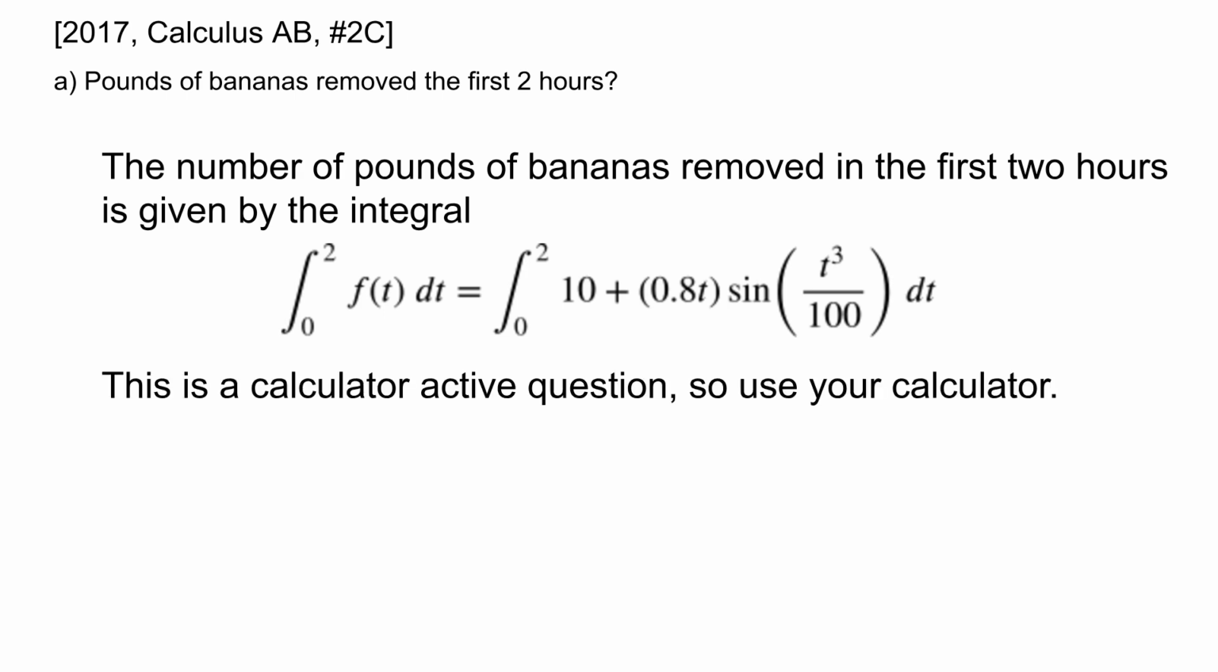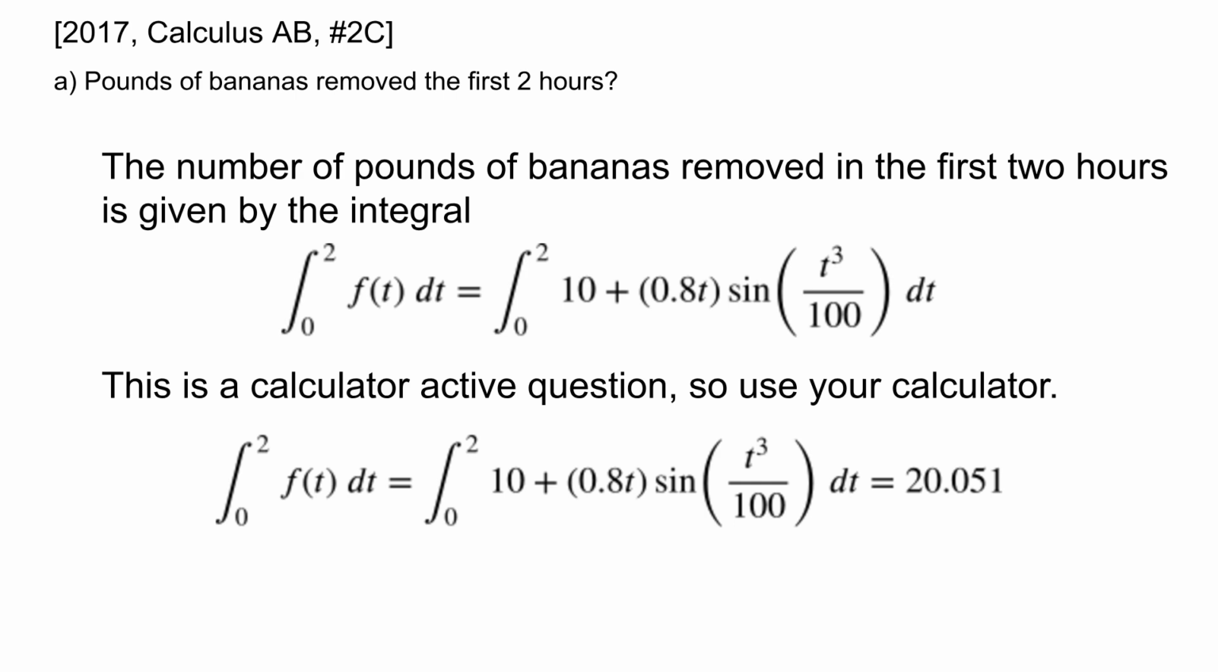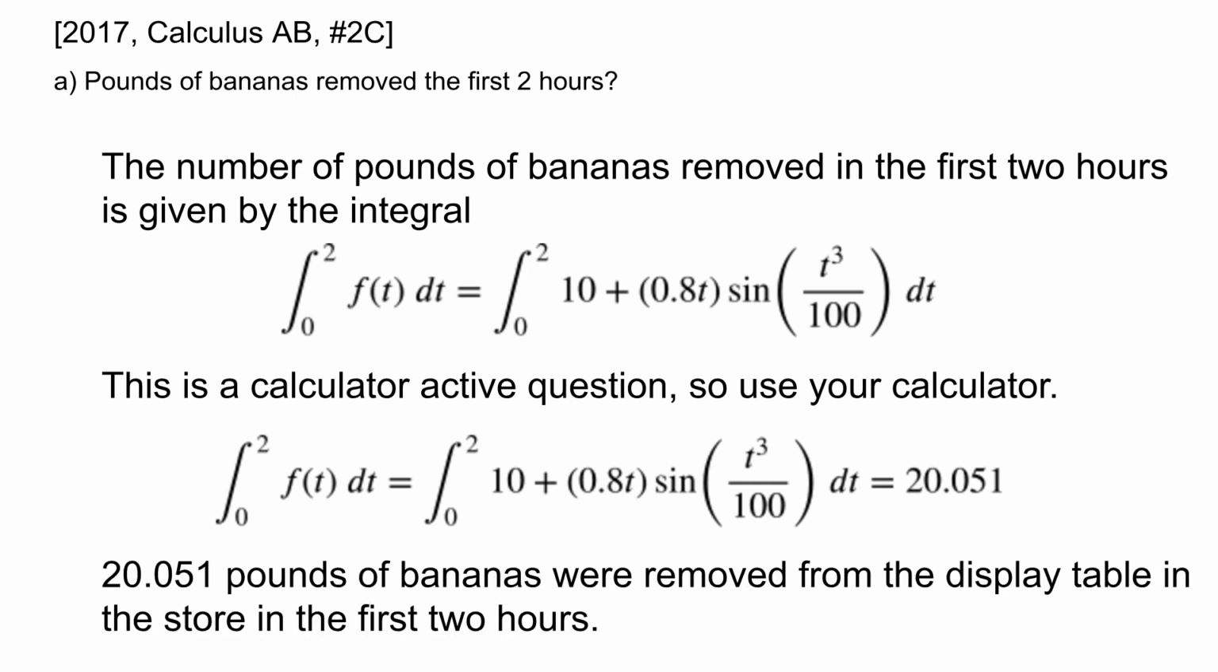And since this is a calculator active question, we're going to use our calculator to calculate the integral. The integral from 0 to 2 of f of t dt, which is equal to the integral from 0 to 2 of 10 plus 0.8 t times the sine of t cubed over 100 dt, is 20.051. Therefore, 20.051 pounds of bananas were removed from the display table in the store in the first 2 hours.